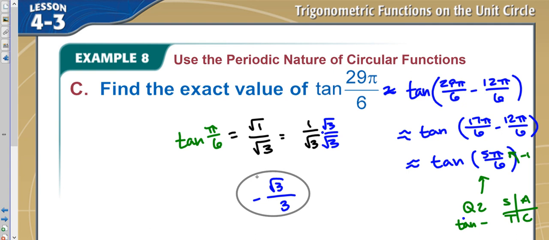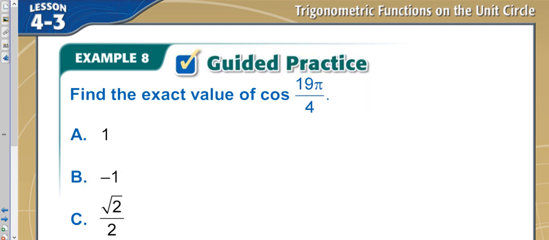That's my answer. If you want to check in the calculator, go ahead, type that in, type these in. You'll see that they're an exact match. That's using the hand trick and the ASTC trick. Now you try this one.